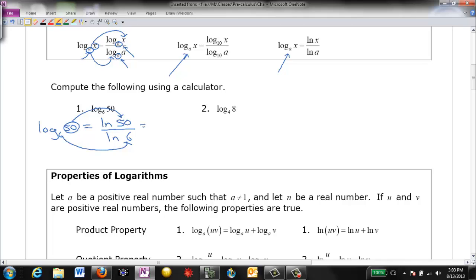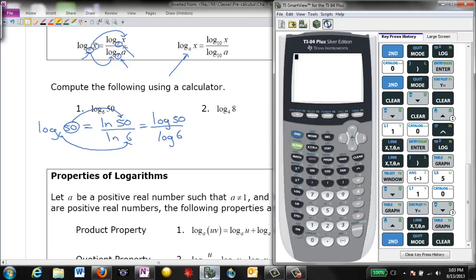So natural log of 50 over natural log of 6 is the same thing as log of 50 over the log of 6. Either one of those expressions will get you a decimal approximation in your calculator for the log base 6 of 50.